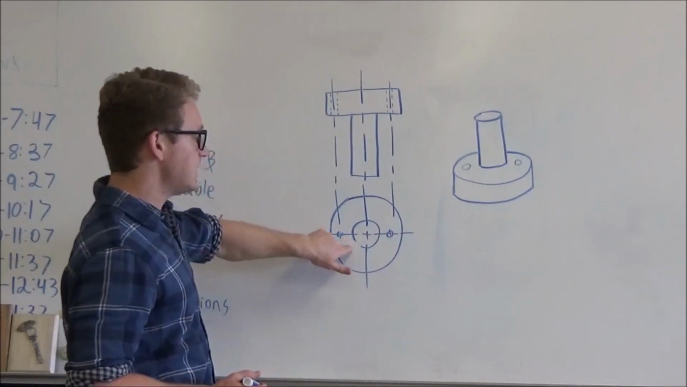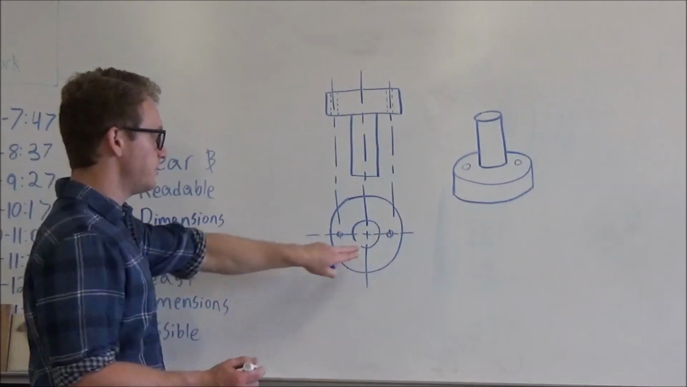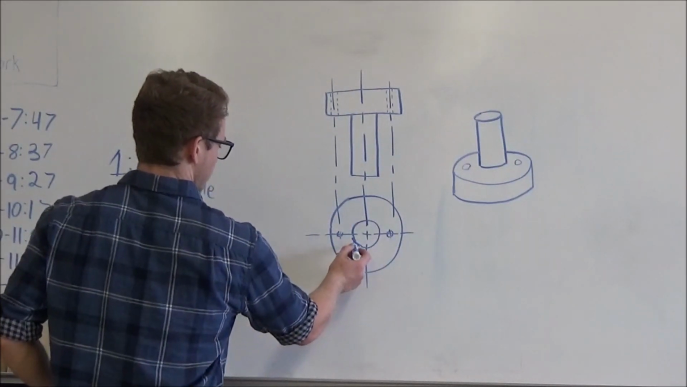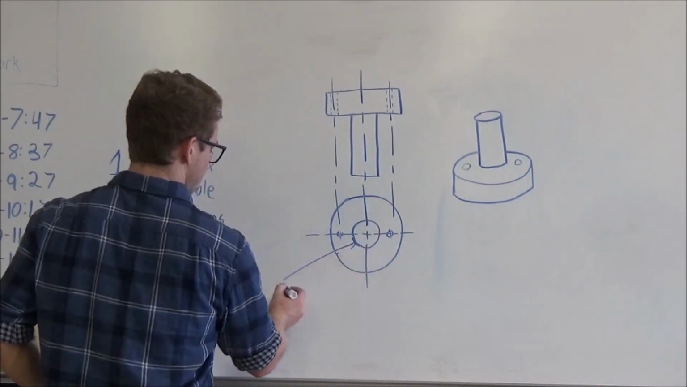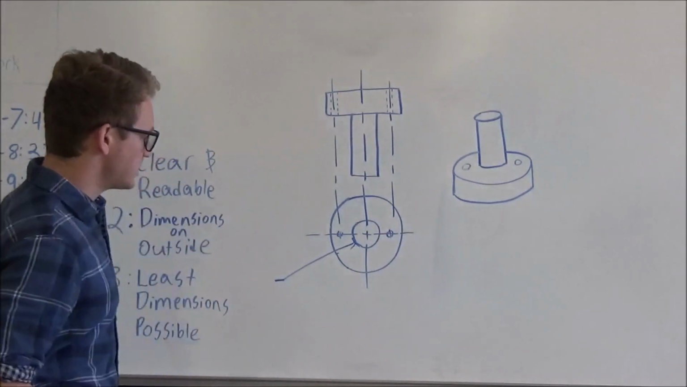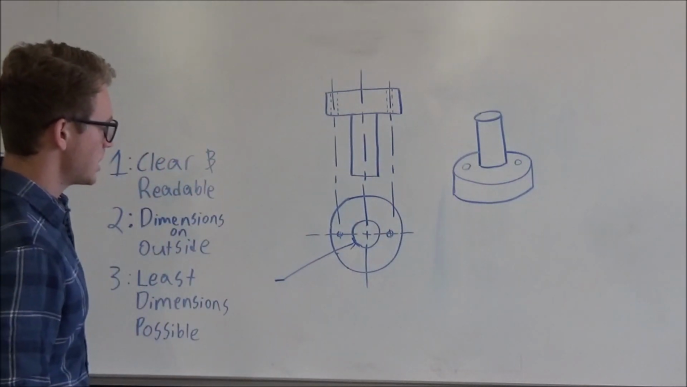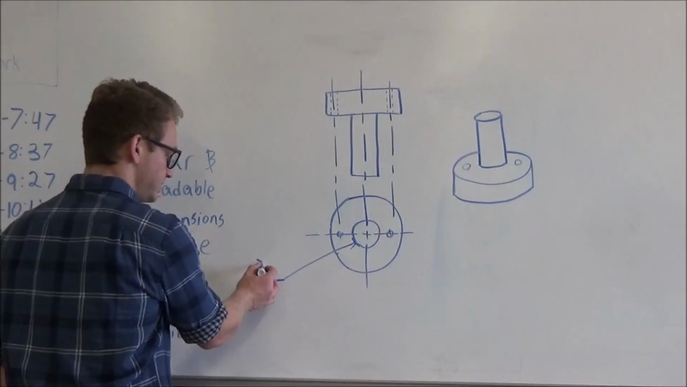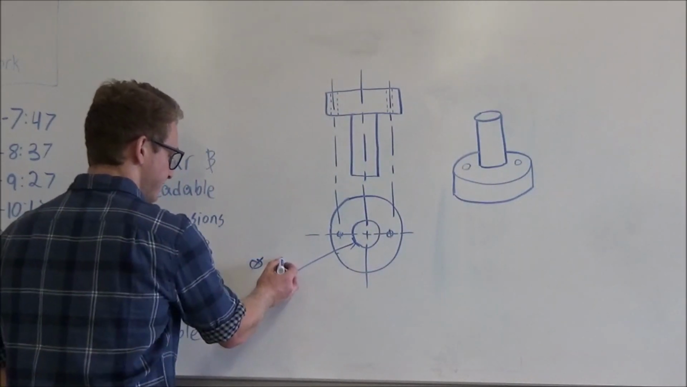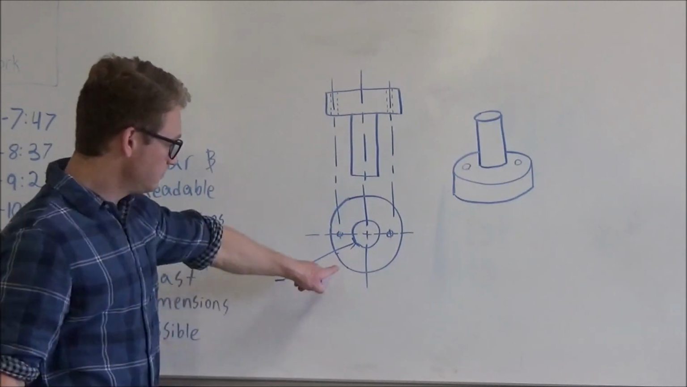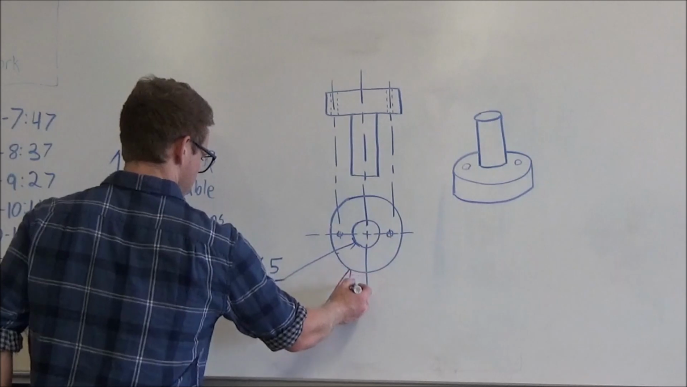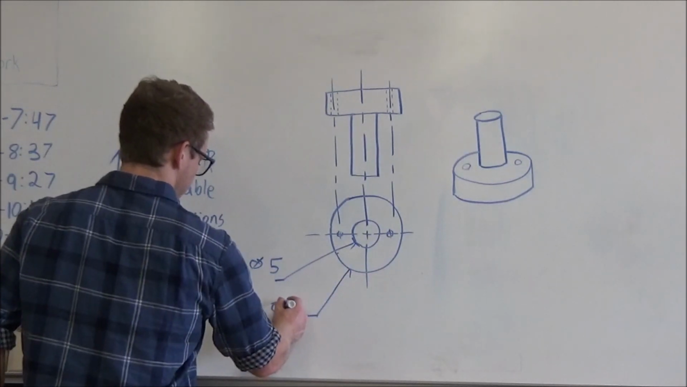So let's show the diameter of these circles. Start with the inner circle. We go leader. Let's call that 5. So we're going to go diameter symbol, circle with a line through it, at 5. You know what this guy is. Let's go leader, diameter symbol, let's go 15.